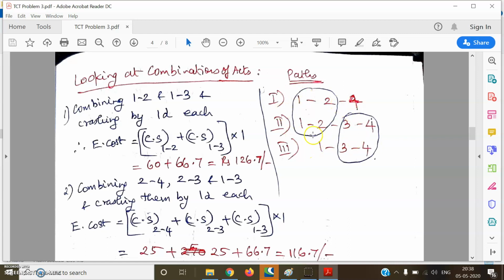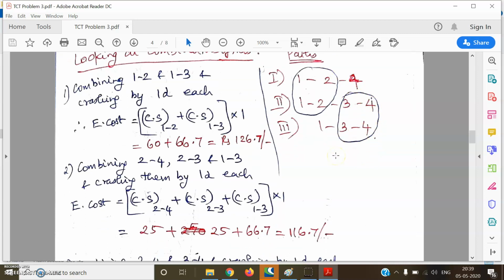Second combination would be, instead of taking 1, 2, I can take 2, 4 for the first path. Then I can take 2, 3 for the second path and 1, 3 for the third path. So this is the second combination: 2, 4 for the first path, 2, 3 for the second path and 1, 3 for the third path. Third combination would be 2, 4 with 3, 4. So 2, 4 for the first path and 3, 4 for the second and third path because that is a common activity for second and third path. So we have 3 combinations here.